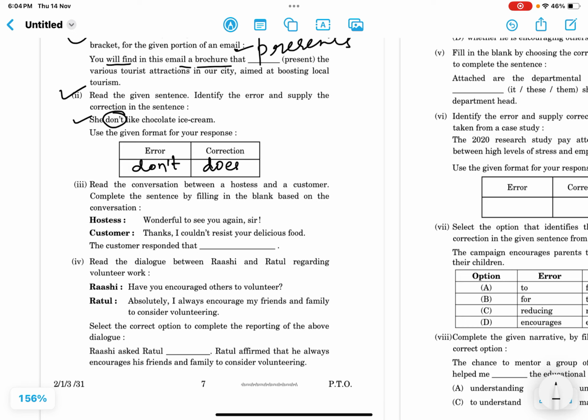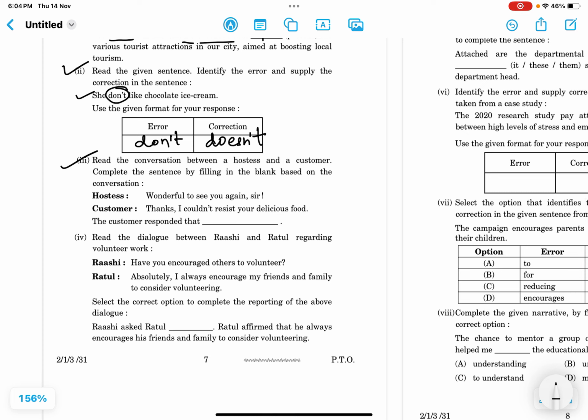Next is reported speech. If you have learned subject verb agreement and reported speech thoroughly, then you will be sure about 5 marks at least, because 2 questions may be of subject verb agreement and 3 questions may be of reported speech. Now see the next question: read the conversation between the hostess and the customer.